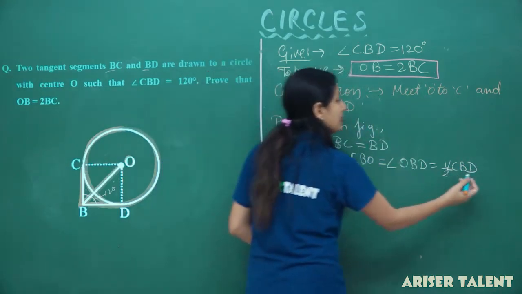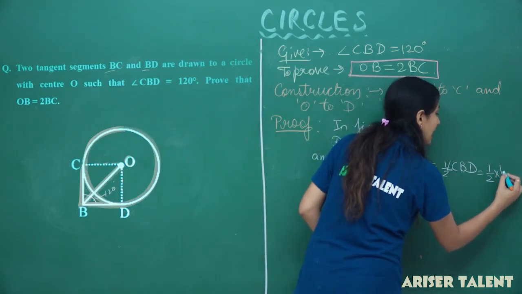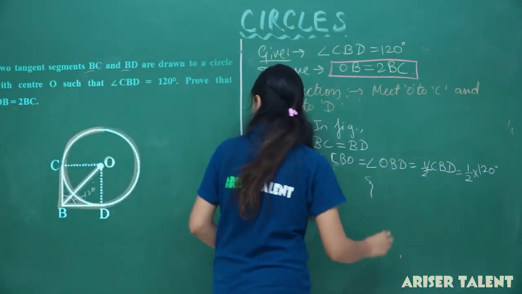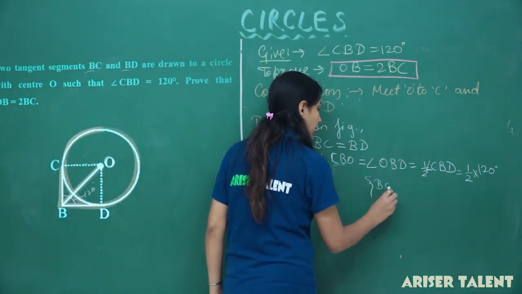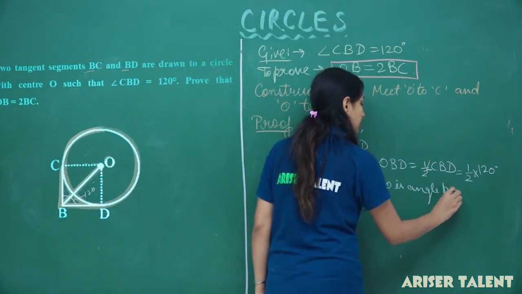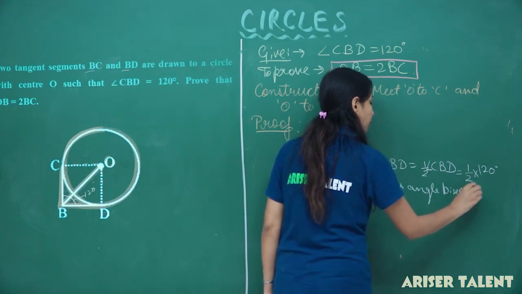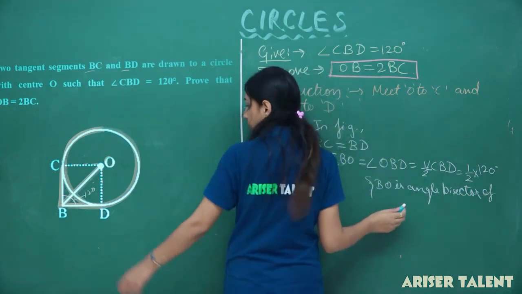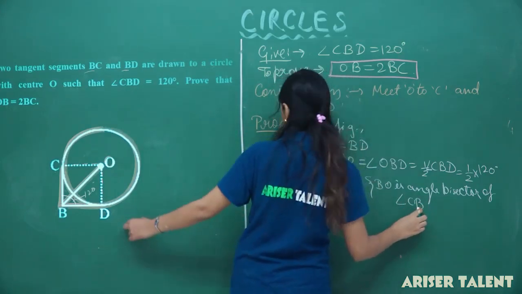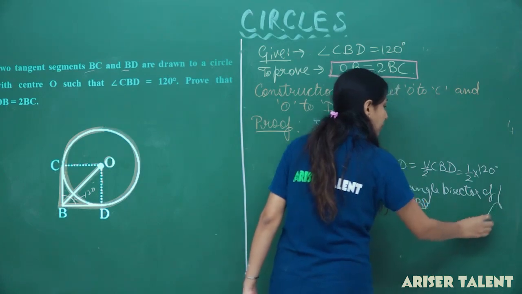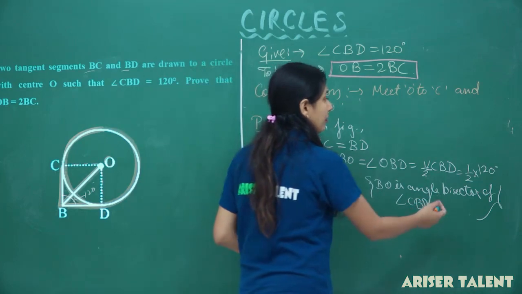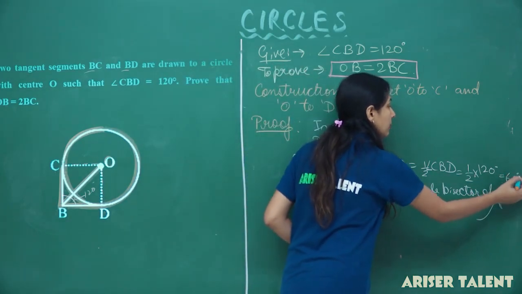Right. Now, half of CBD equals 1 by 2 multiplied by 120 degrees. Now, why is it so? Because BO is the angle bisector of angle CBD. Right? We have proved that theorem in our previous lecture, so we know this. Okay. That will be equal to 60 degrees. Do I need to write?